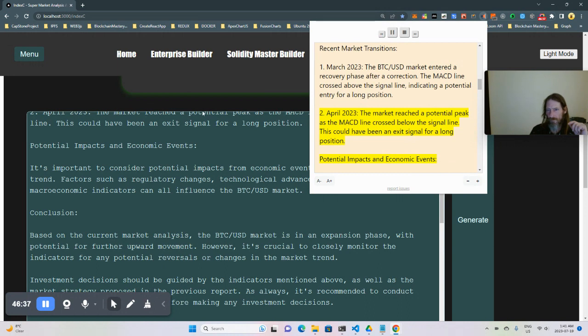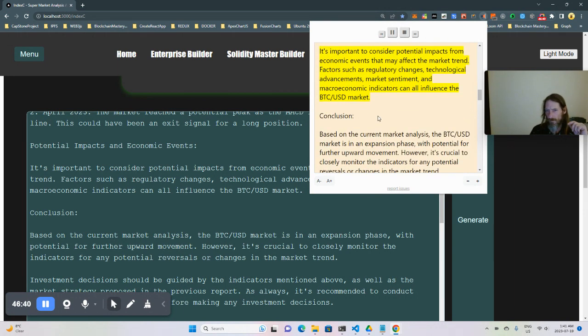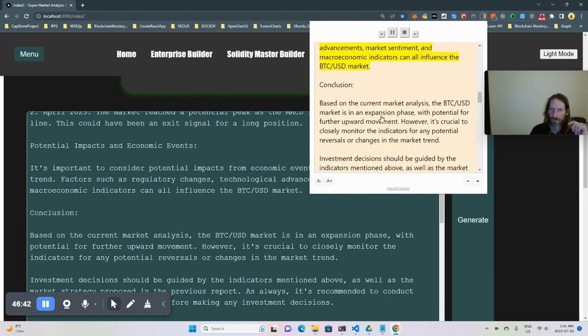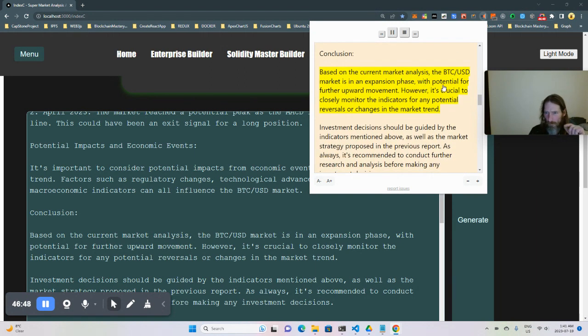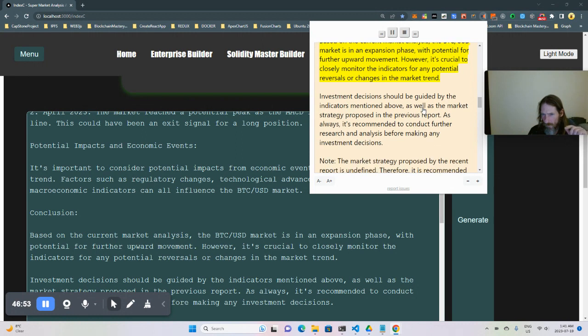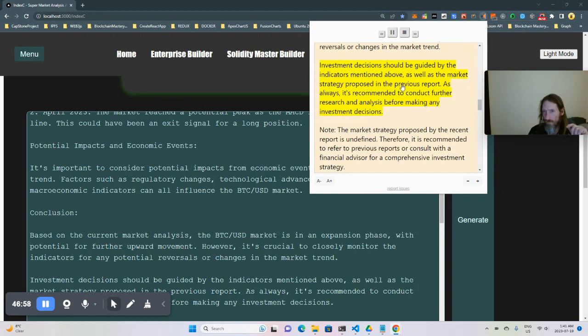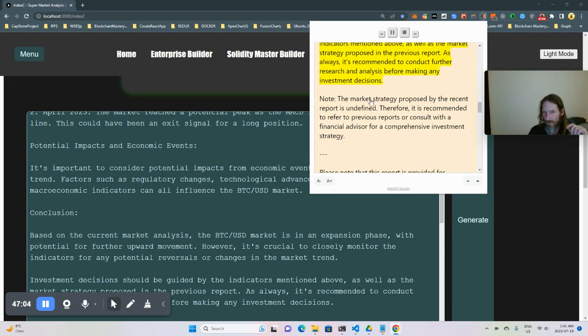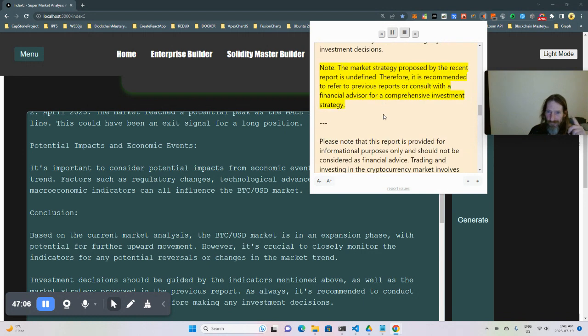Potential impacts and economic events. It's important to consider potential impacts from economic events that may affect the market trend. Based on the current market analysis, the BTC/USD market is in an expansion phase, with potential for further upward movement. However, it's crucial to closely monitor the indicators for any potential reversals or changes in the market trend. Investment decisions should be guided by the indicators mentioned above, as well as the market strategy proposed in the previous report. As always, it's recommended to conduct further research and analysis before making any investment decisions. Note: the market strategy proposed by the recent report is undefined. Therefore, it is recommended to refer to previous reports or consult with a financial advisor for a comprehensive investment strategy.